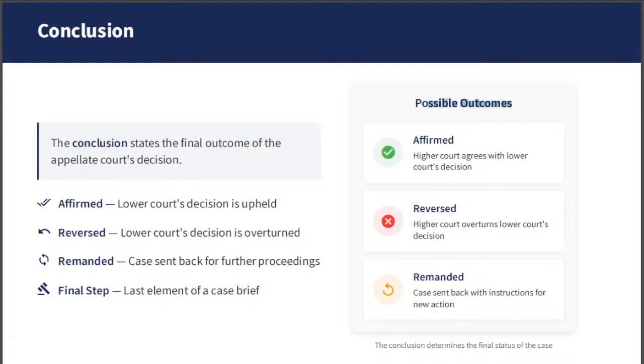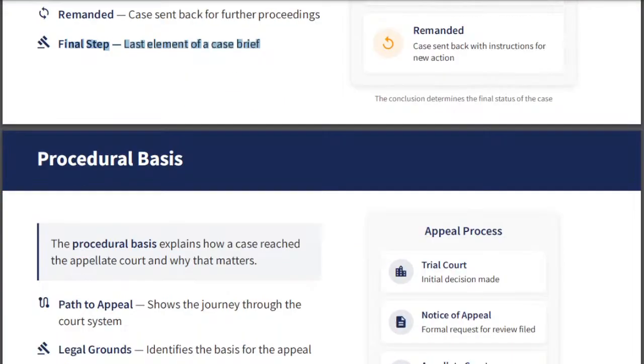So the possible outcomes are affirmed, higher court agrees with the lower court's decision. Reversed, higher court overturns lower court's decision, or remanded, case sent back with instructions for new action with their order. The conclusion determines the final status of the case. So this is really the last element of a case brief.